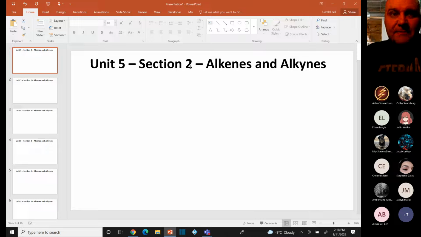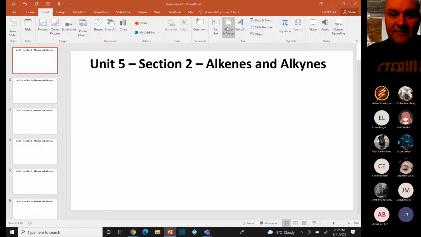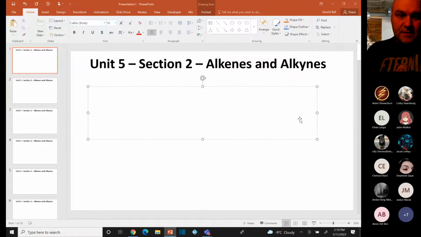So we did spend a couple of days previous on Section 1. You guys learned about alkanes, which were singly bonded straight chains or rings. And we've got the same deal here today with these types of compounds. So let's start by talking about some alkenes.